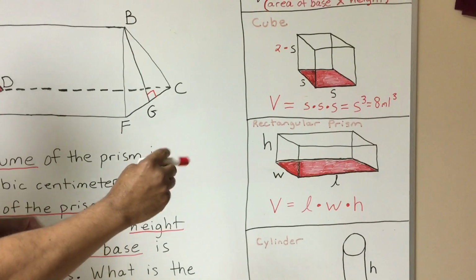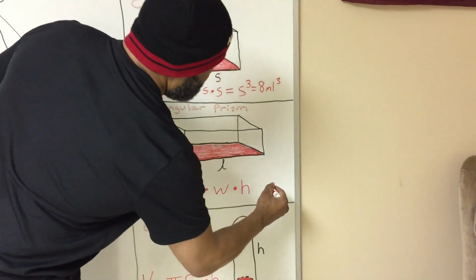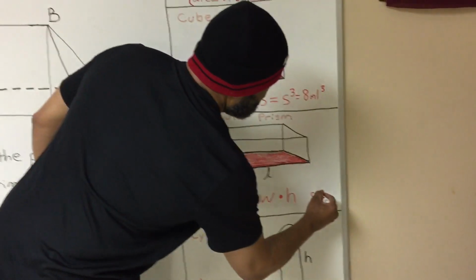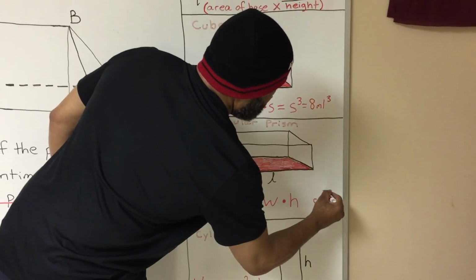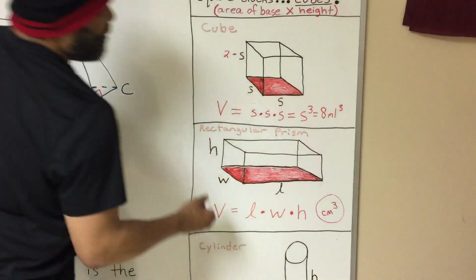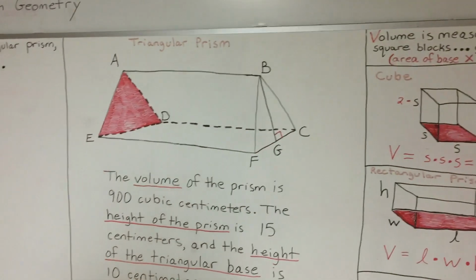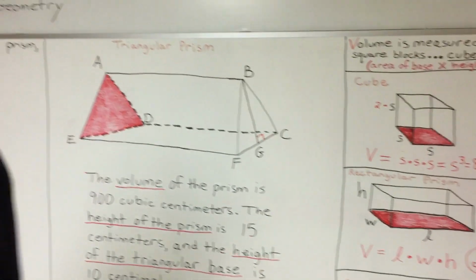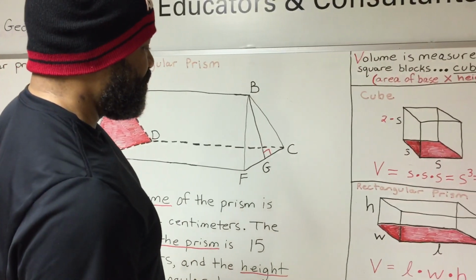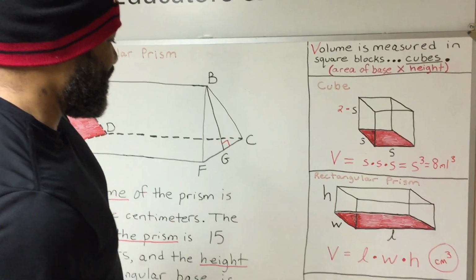And your answer will be in some measure. Let's make one up. It could be centimeters. Whatever your answer is, it's going to be to the third power, because you're going to have centimeters times centimeters times centimeters. That's just one example. Could be miles. Could be any type of measure that you use. Could be a lot of things.